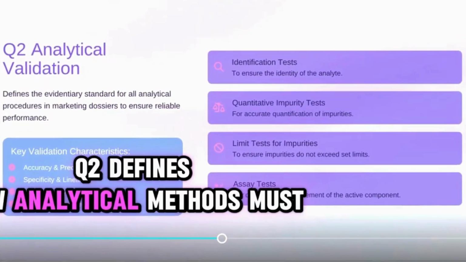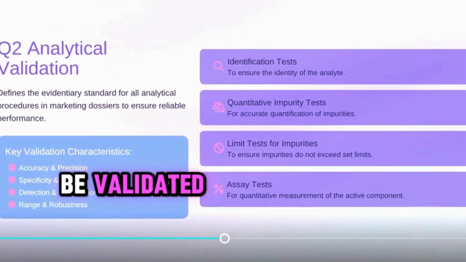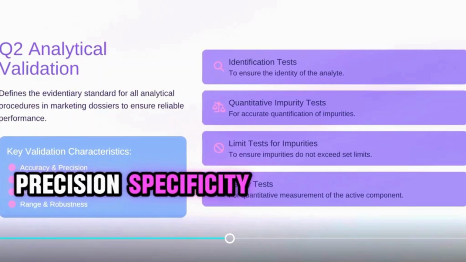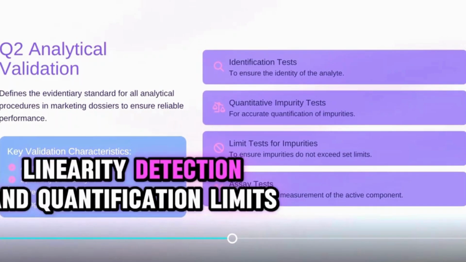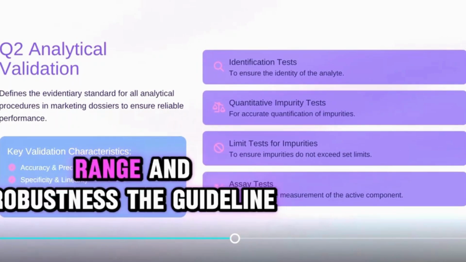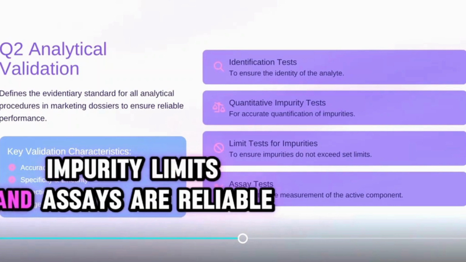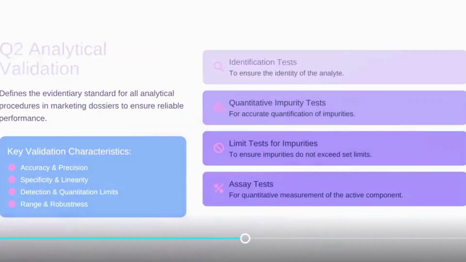Q2 defines how analytical methods must be validated. Key characteristics include accuracy, precision, specificity, linearity, detection and quantitation limits, range, and robustness. The guideline ensures tests like identification, impurity limits, and assays are reliable.